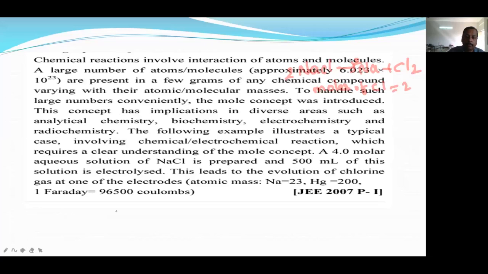Okay, check here, a 4 molar solution is given. In the 4 molar solution and 500 ml, NaCl will be 2 moles. Per 1 liter, 4 moles; per 500 ml, 2 moles. Okay, this is going to be used in the question, so that's why I have again put this question back.